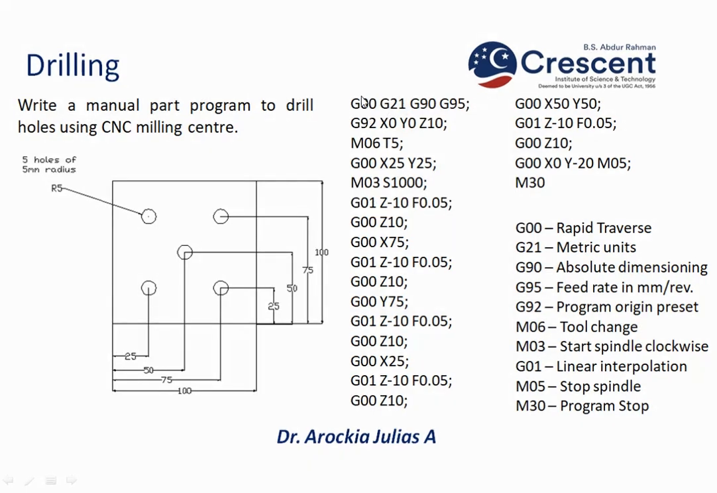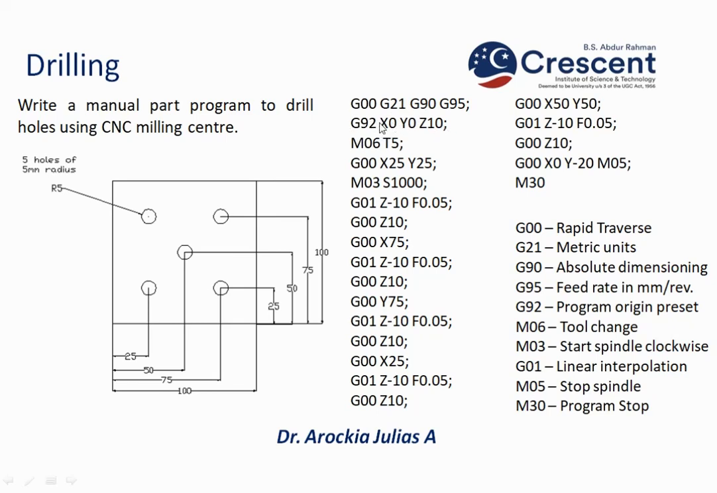So first we have to write the header for this. G00 is a rapid traverse, G21 is the metric units, G90 is the absolute dimensioning, and G95 is feed rate in mm per revolution. So these three, G21, G90 and G95, are some of the commands that we have given here as a prerequisite.